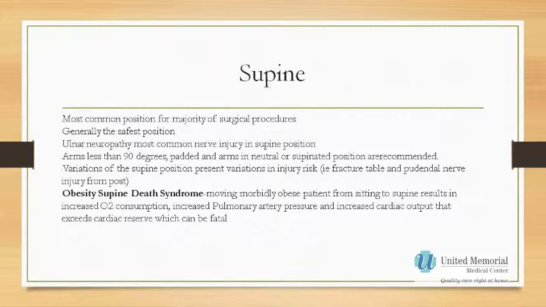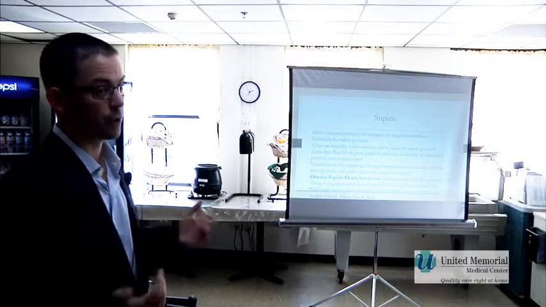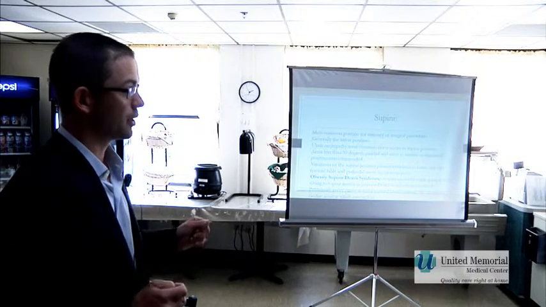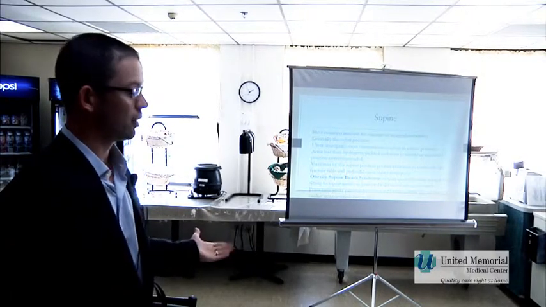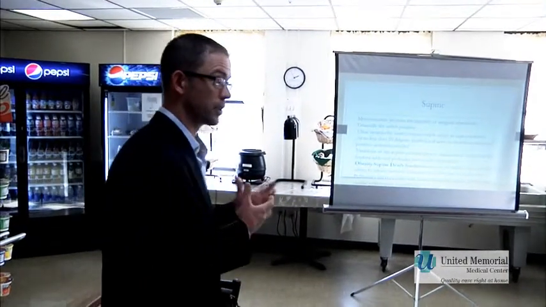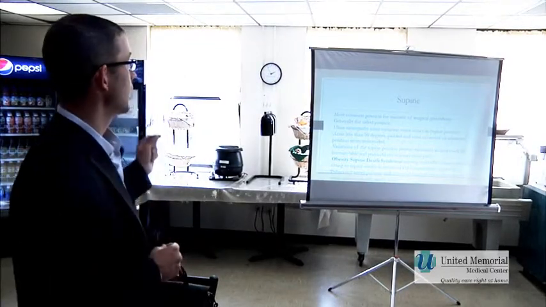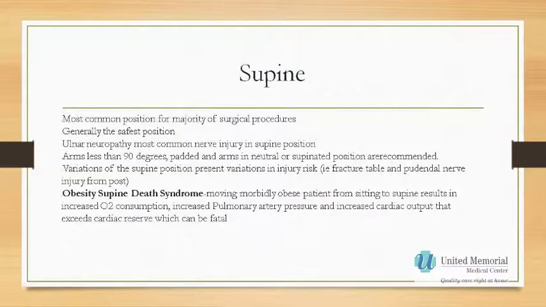What we want to do ideally here, and this is just a little bit of how we want to position these patients, we want the arms less than 90 degrees, padded, and the hands either in a neutral or supinated position. And by supinated, that's when the thumbs are positioned out. This actually provides less pressure on the postcondylar groove, which is an area of the elbow, and actually decreases the incidence of ulnar neuropathy. The variations of the supine position, which I'll go into in a little bit, whether it be lithotomy or steep Trendelenburg, will be discussed a little bit more. But they have their own sets of risk, okay?